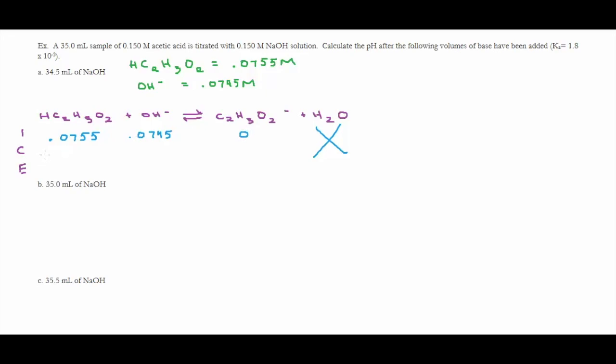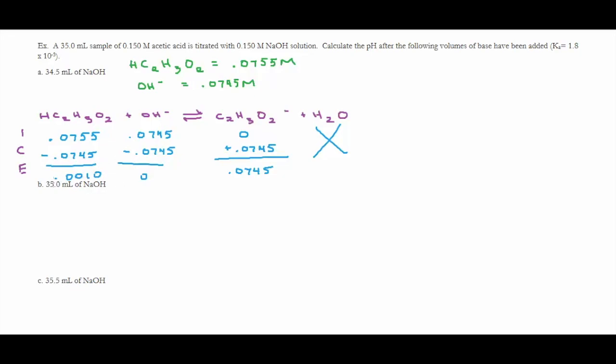And so all of my hydroxide is going to react because it's a strong base. So I'm going to lose 0.0745 molar from both sides. I'm going to add 0.0745 molar to acetate ion, and I get the following. 0.0010. There. All right. Now it asks me to find the pH.